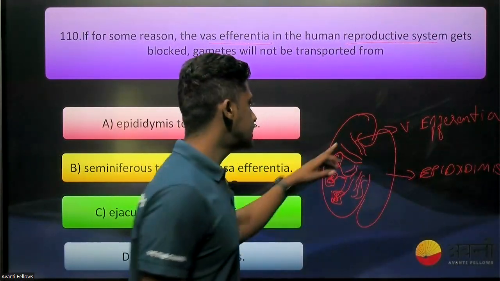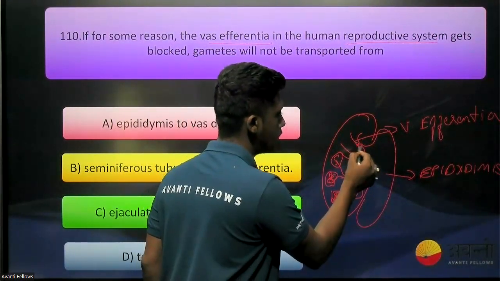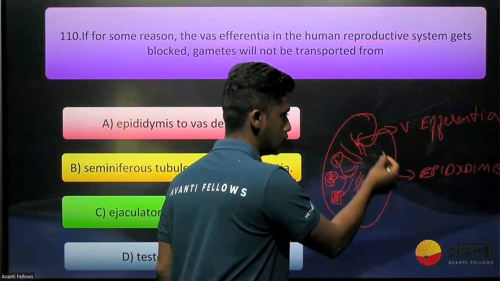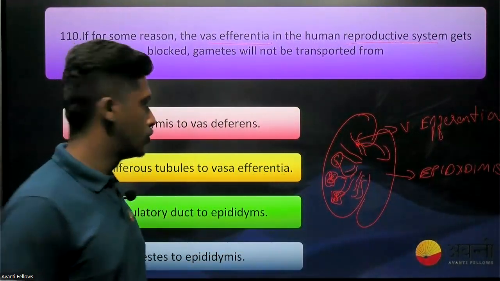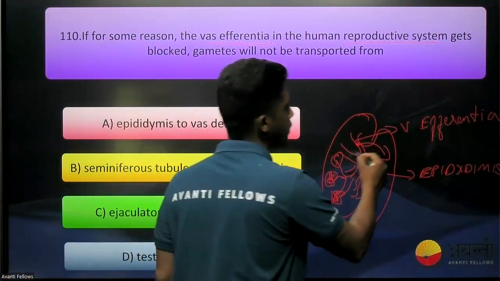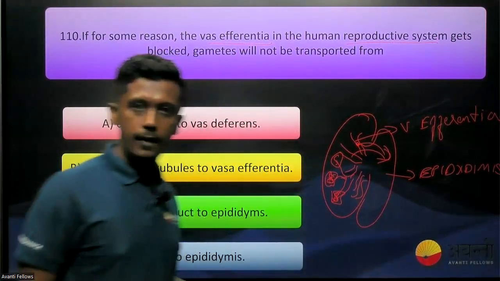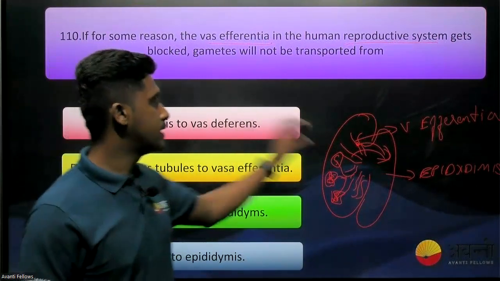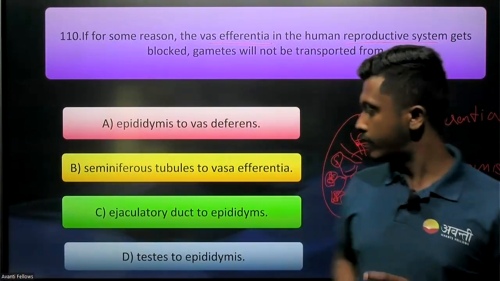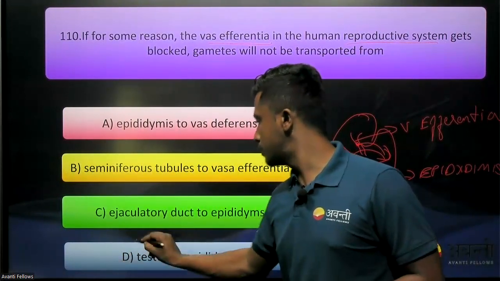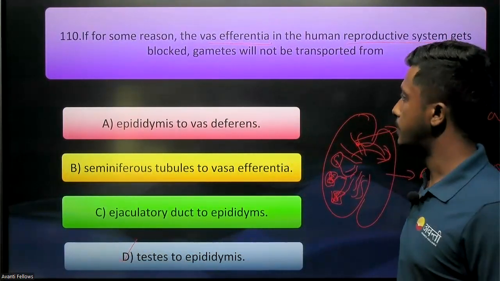Now, if this gets blocked, what happens? The sperms will not come from the testis to the outside. So that is why our option is testis to the epididymis. From the inside of the testis to come out to the epididymis, you need vasa efferentia. If vasa efferentia is blocked from the inside to outside, the sperms will not come out. So the right option for this question is option D, that is testis to epididymis.